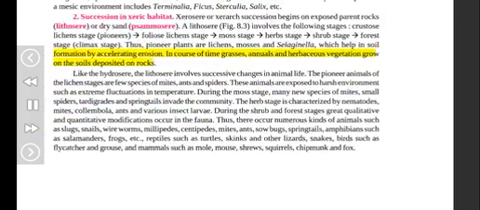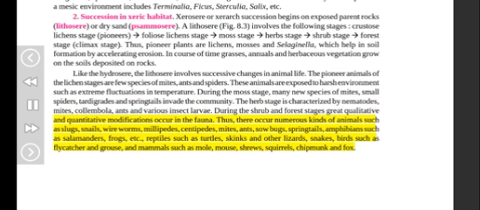In course of time grasses, annuals and herbaceous vegetation grow on the soils deposited on rocks. Like the hydrosere, the lithosere involves successive changes in animal life. The pioneer animals of the lichen stages are few species of mites, ants and spiders. These animals are exposed to harsh environments such as extreme fluctuations in temperature. During the moss stage, many new species of mites, small spiders, tardigrades and springtails invade the community. The herb stage is characterized by nematodes, mites, collembola, ants and various insect larvae. During the shrub and forest stages great qualitative and quantitative modifications occur in the fauna.